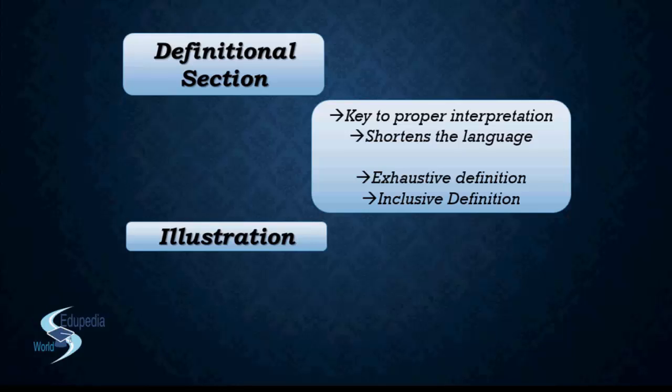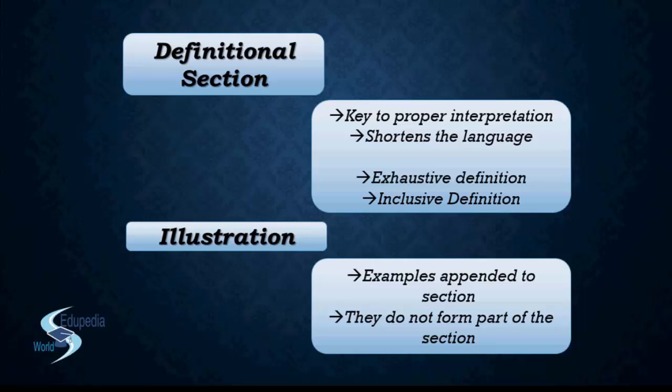So illustrations are examples that are appended to a section, right? If we see what is there in the text, it is examples appended to section and they do not form part of the section. Okay, we'll come to that as well. So you must have seen illustrations, they actually contain examples, like they'll say Mr. X and Mr. Y did this and then the court decided to do this. So that is an illustration. They take an example, right, and they try to make it connected.